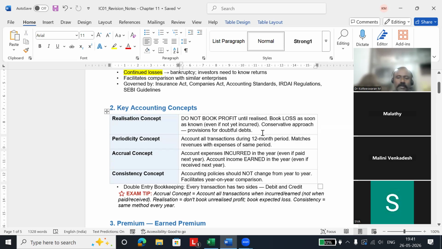So, realization concept. The word itself has the meaning: realization. So do not book profit until it is realized.